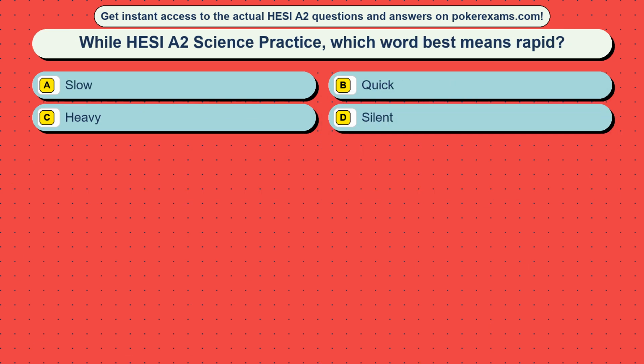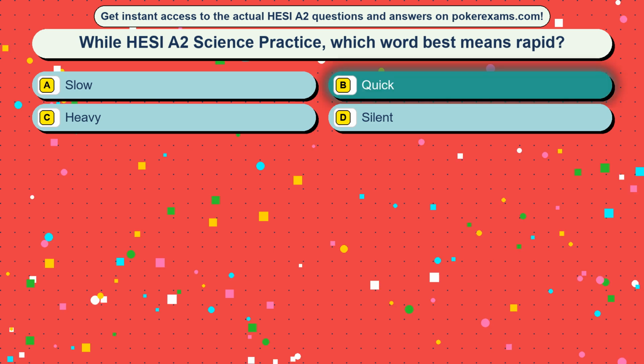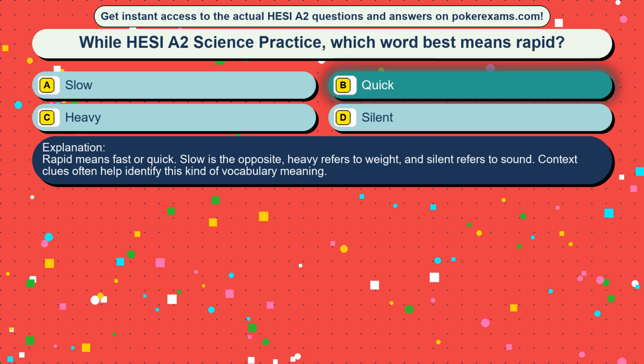Question 17. While HESI A2 Science Practice, which word best means rapid? Option A slow. Option B quick. Option C heavy. Option D silent. The correct answer is option B, quick. Rapid means fast or quick. Slow is the opposite, heavy refers to weight, and silent refers to sound. Context clues often help identify this kind of vocabulary meaning.